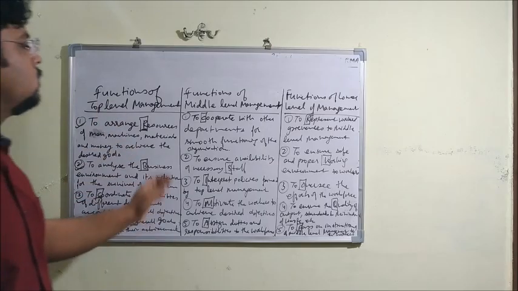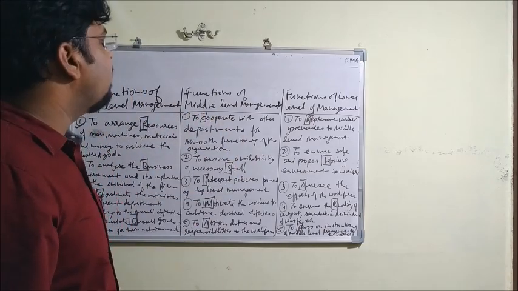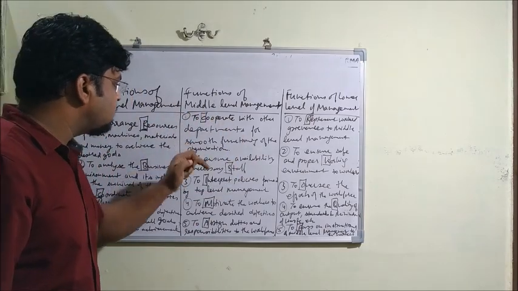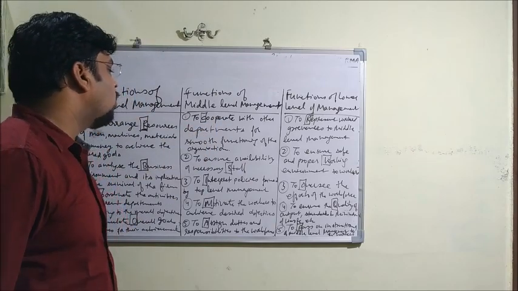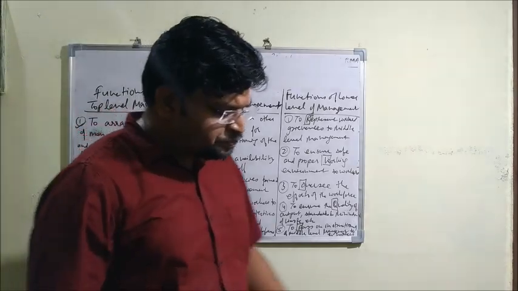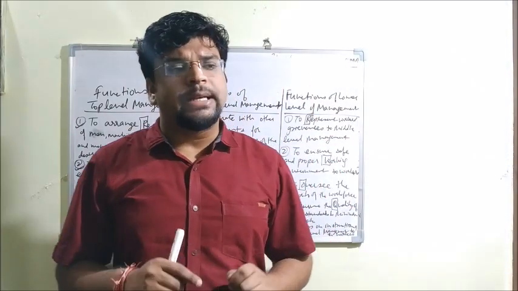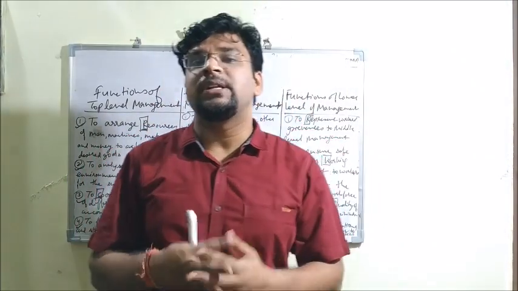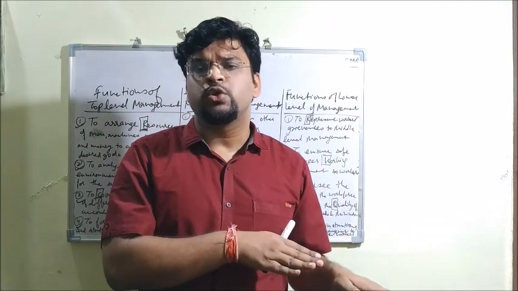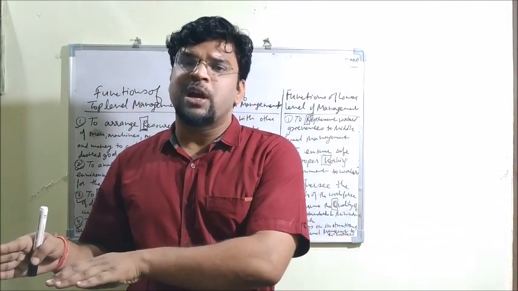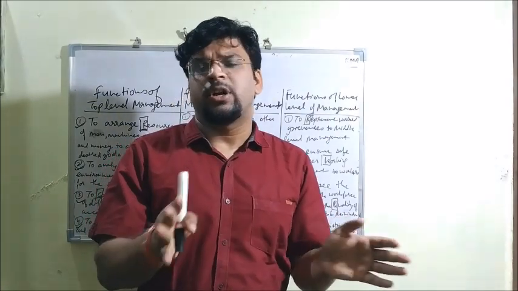Now let's talk about middle level management. Middle level management, the very first function is to cooperate with other departments for smooth functioning of the organization. Because like I told you, they are the divisional heads or departmental heads. Say for example, there are 3 departments in an organization. One is the human resource department, another is the finance department, and the other one is the production department.